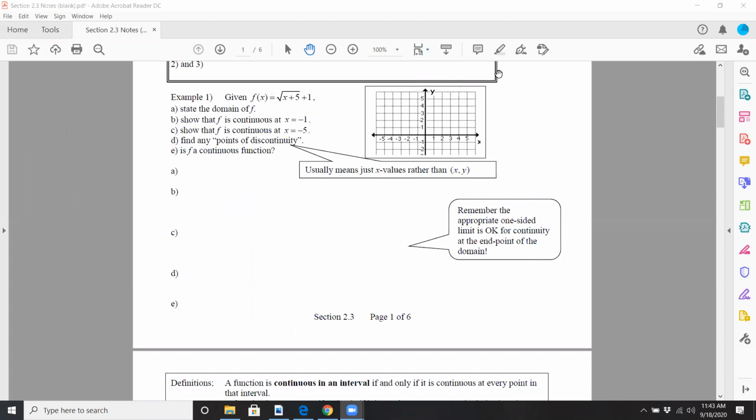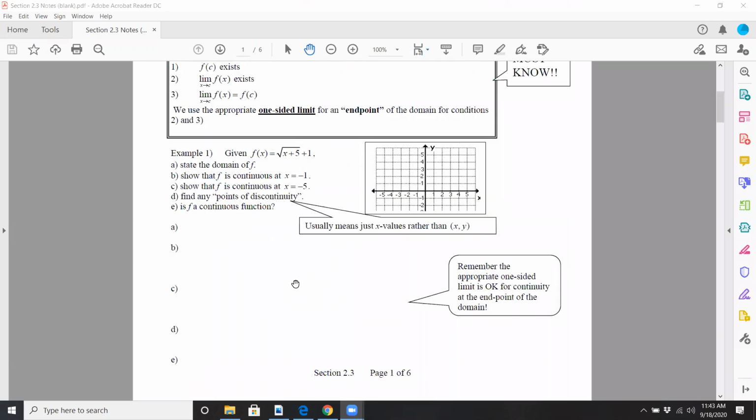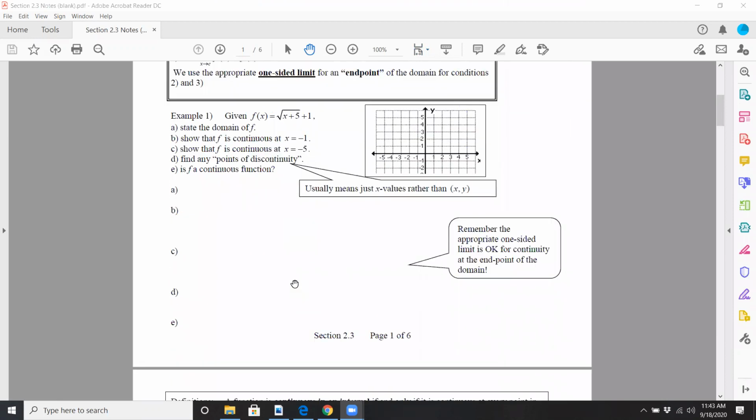This is example 1 here. Actually, sorry, that's a typo. That should be example 2, but we'll call it the second example 1. How about that? So we got a square root function, root x plus 5 plus 1. Well, hopefully you know that the domain is from -5 to infinity.